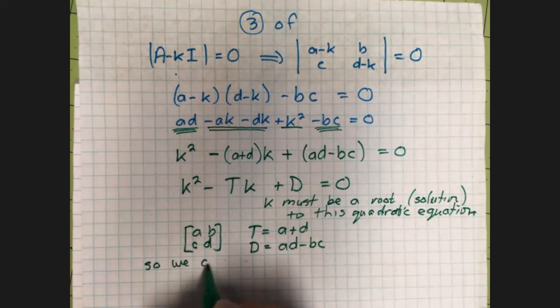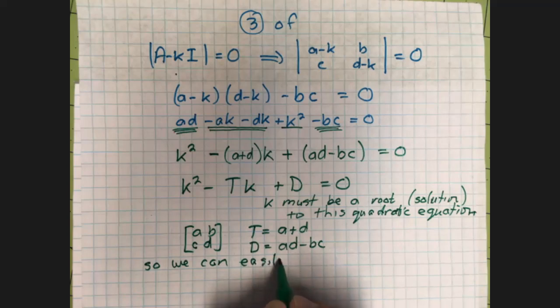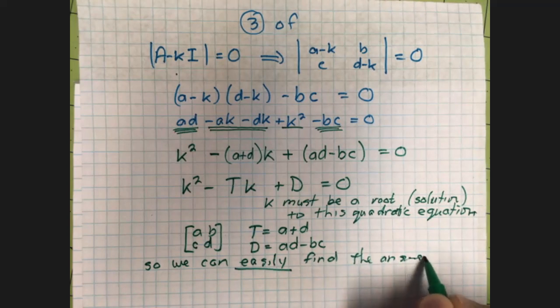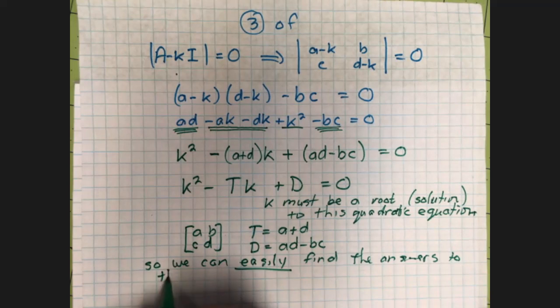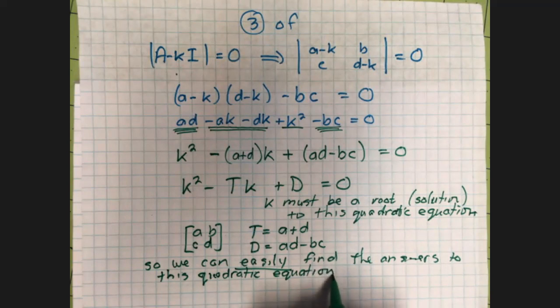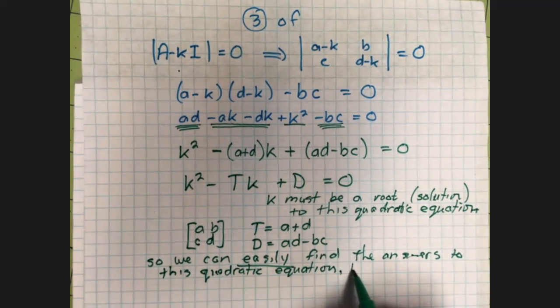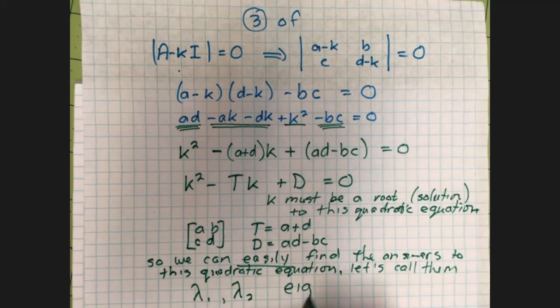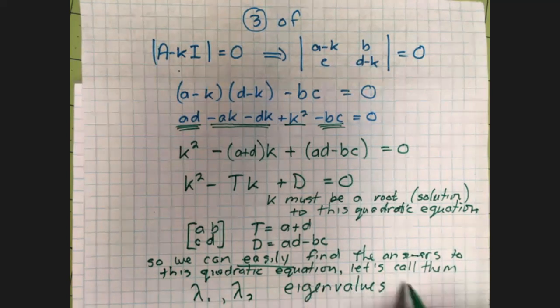So we can easily find the answers to this quadratic equation. Let's give them a name. Lambda 1, lambda 2. This is where the tradition comes in. These are called eigenvalues of A.